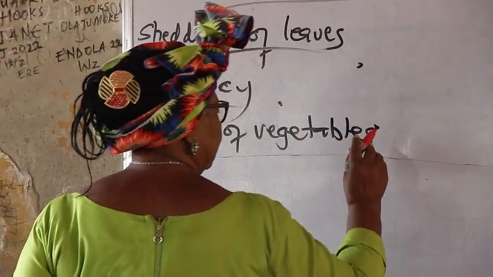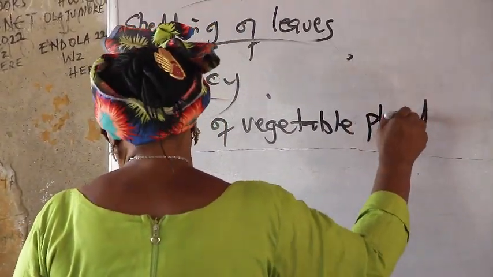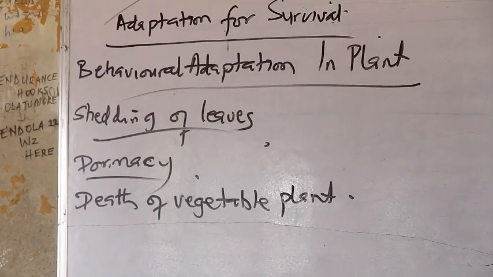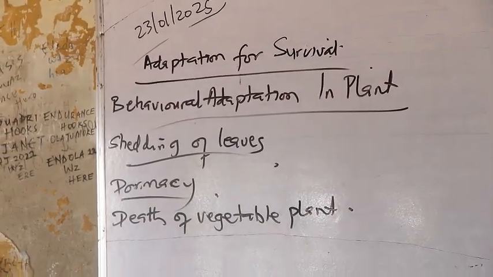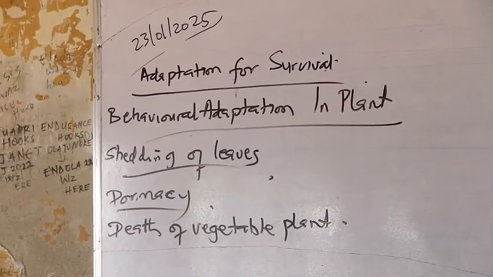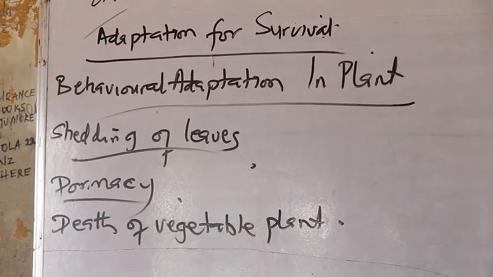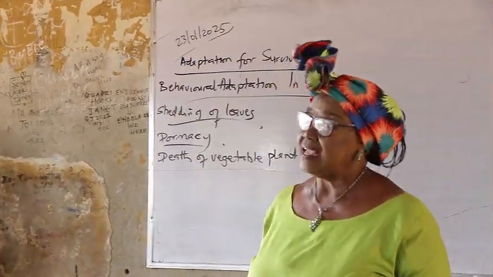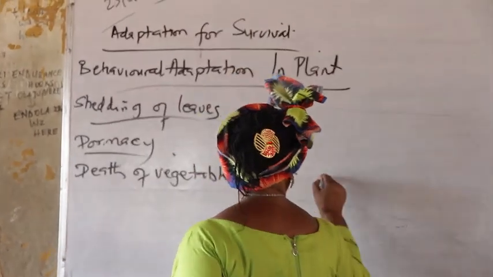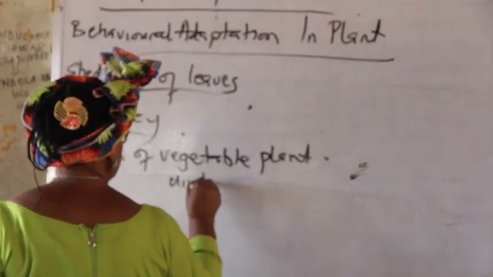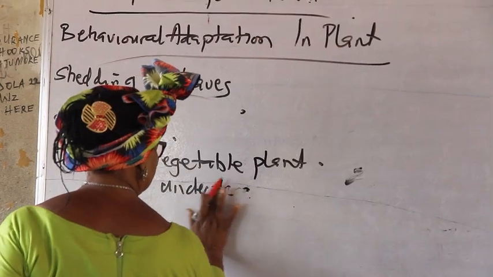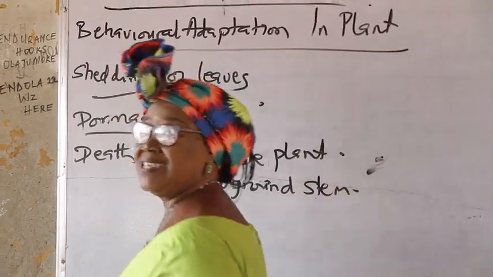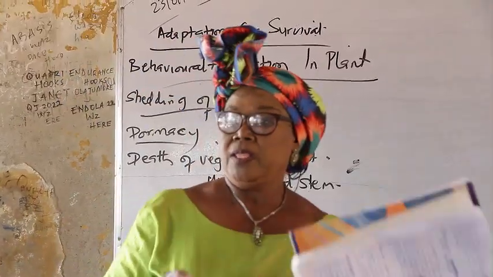Death of vegetable plants. Some plants die down and survive the dry season as underground stems. Examples of such are yam and sweet potato.